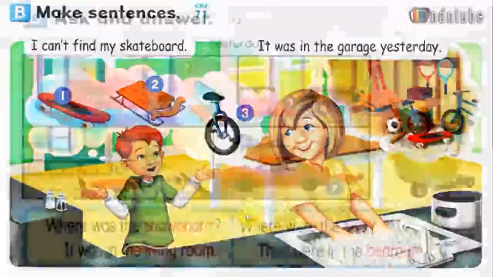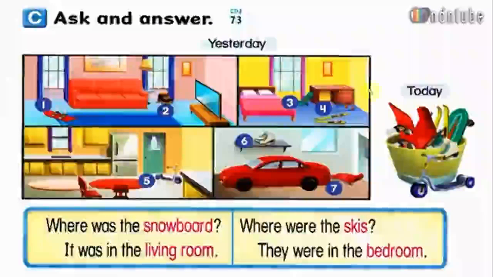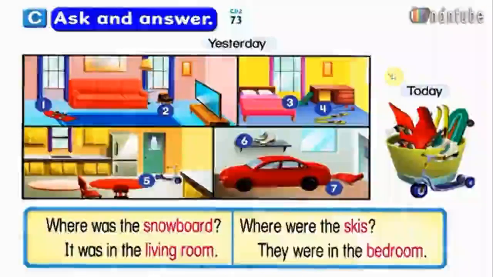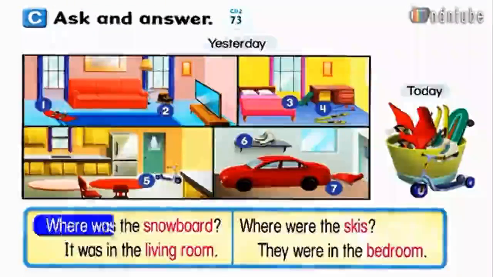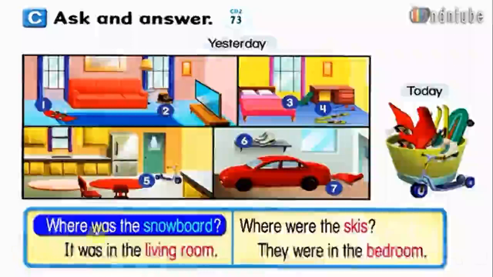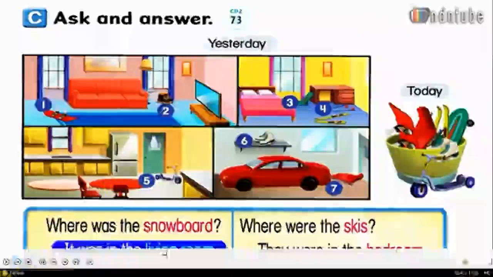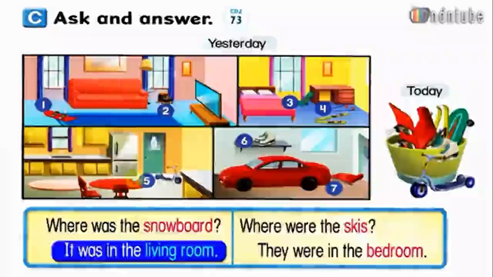Page 69. C. Ask and answer. أوكي، هسه هنا نرجع نفس همتين نسأل على الأشياء أين مكانها. أوكي، مثل هنا خلينا نسمع. Number one. Where was the snowboard? شنو قالت was. It was in the living room. Where was the snowboard? وين كان هذا لوحة تزلج؟ It was in the living room. وين the living room؟ هذه living room. وهذا شنو؟ The snowboard. Okay. لوحة تزحلق.